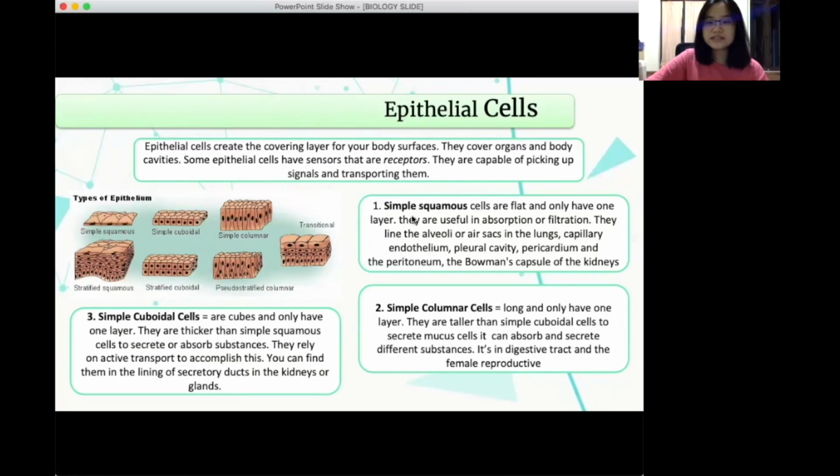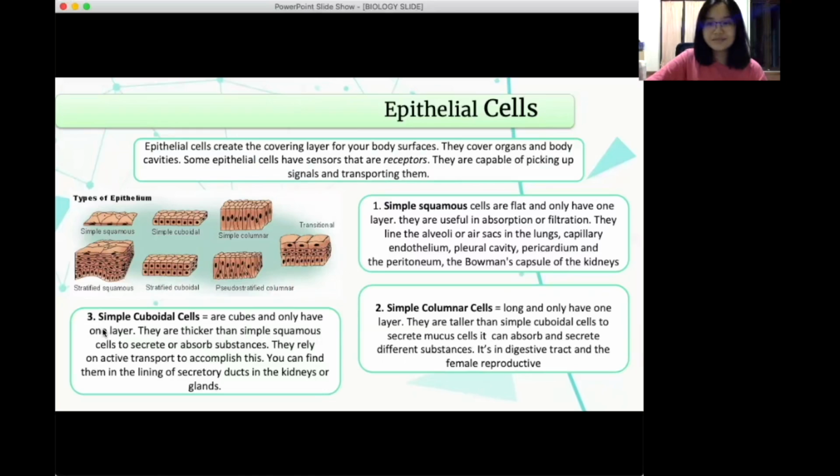The first one is simple squamous. This shape is flat and has only one layer. We can find it in the capillary endothelium, Bowman's capsule of the kidneys, pericardium, peritoneum, and also the pleural cavity. Second is simple columnar cells. This shape is long and has only one layer. We can find it in the digestive tract and the female reproductive tract.